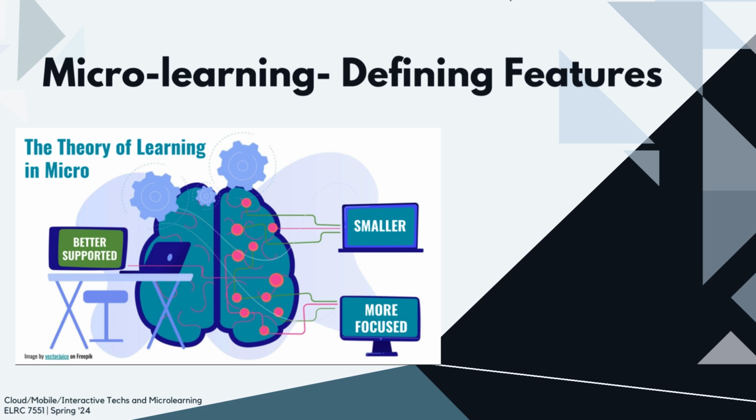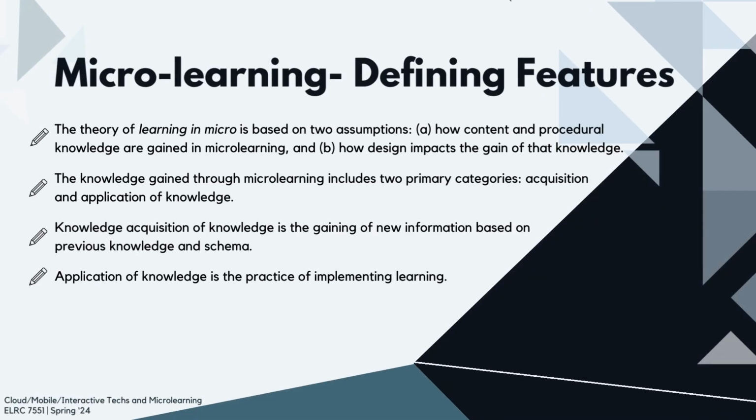The theory of learning in micro is based on the hypothesis that learning is a continual process better supported with smaller, more focused learning resources and activities. The knowledge gained through microlearning includes two primary categories: acquisition and application of knowledge. Knowledge acquisition is the gaining of new information based on previous knowledge and schema. Within knowledge acquisition, within microlearning, two instances occur when compared to macro learning.